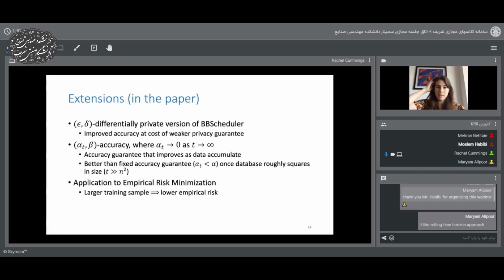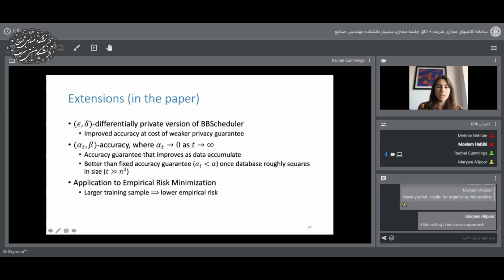In the paper, we extend this in a handful of ways. For example, we give an epsilon-delta differentially private version of this, which gives improved accuracy because we have this additive slack term, at the cost of a slightly weaker privacy guarantee. We also talk about alpha_t-beta accuracy, where this alpha_t goes to 0 as t grows large. This makes sense if you're used to thinking in a machine learning context: as I have more data, I should get better and better accuracy. And so this enables that.